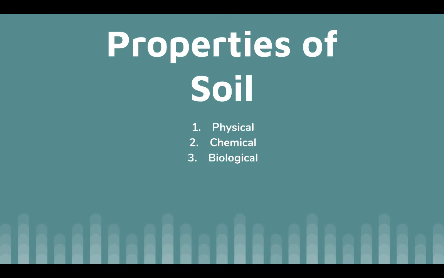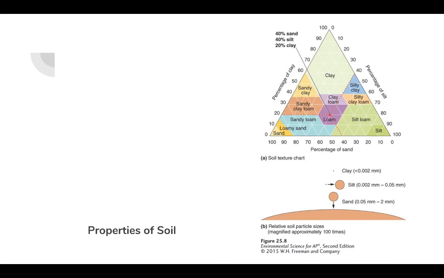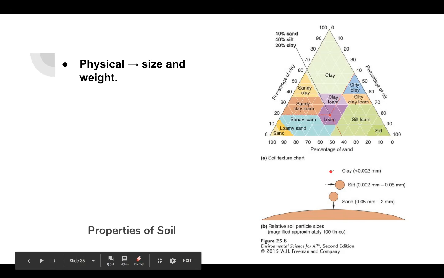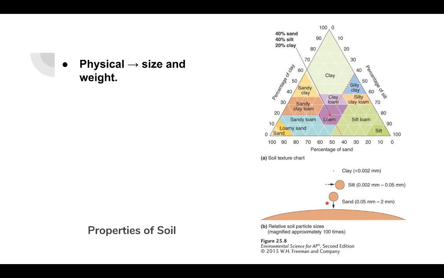Moving on, we're going to look at certain properties of soil. So soil with different properties serve different functions for humans. So for example, some soil types are good for growing crops. Others are more suited for building a housing development. So we have to understand the physical, chemical, and biological properties of these soil. So when we look at physical, what we're doing is we're looking at size and weight. So if you look at the bottom right here, you can see clay and silt are incredibly small compared to sand.